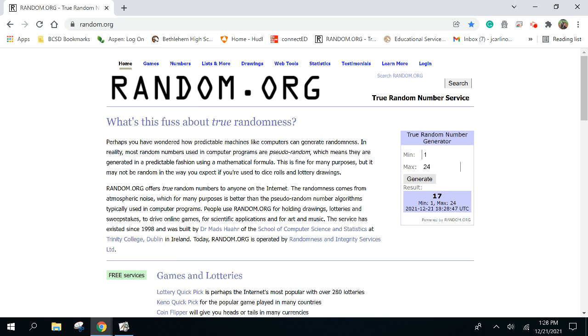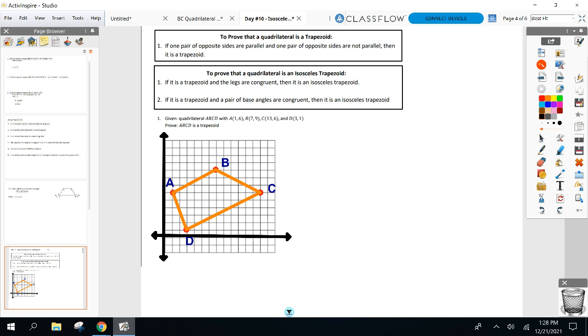Start us off right, 17. One property of a trapezoid. One pair of parallel sides. Okay, so I need to show, and you can go by the looks here, right? We're probably going to show AB parallel to DC.